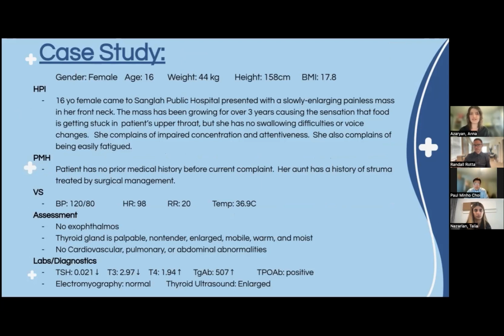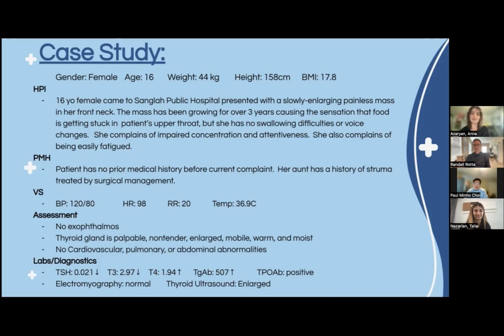She is a female, age 16. She weighs 44 kilograms and is 158 centimeters tall. Her BMI is 17.8, so just below the average. She, as mentioned, does not have a prior medical history, and her vitals are: blood pressure is 120 over 80, heart rate is 98, respiratory rate is 20, and her temperature is 36.9, which is all normal for the most part. As for her assessment, they did not notice any exophthalmos.